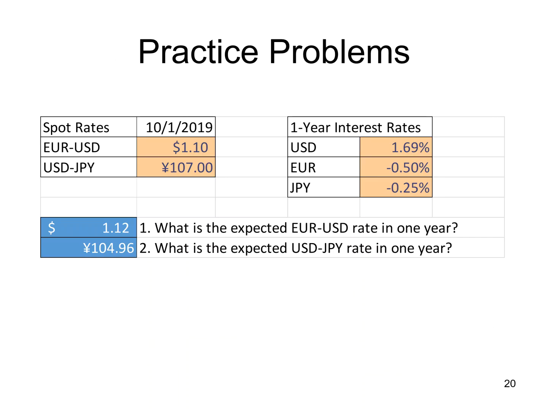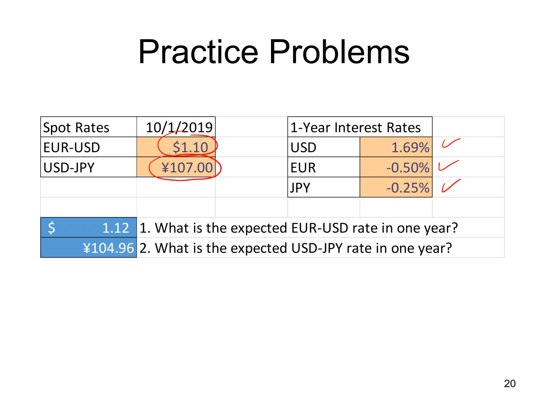So let's do a little example. You can go to the spreadsheet, but let me just explain what's going on in the spreadsheet. We have today's exchange rate, $1.10 per euro and 107 yen per dollar. US interest rates are 1.69%, European interest rates are negative 0.5%, and Japanese interest rates are negative 0.25%. So these are the rates on their sovereign federal bonds.